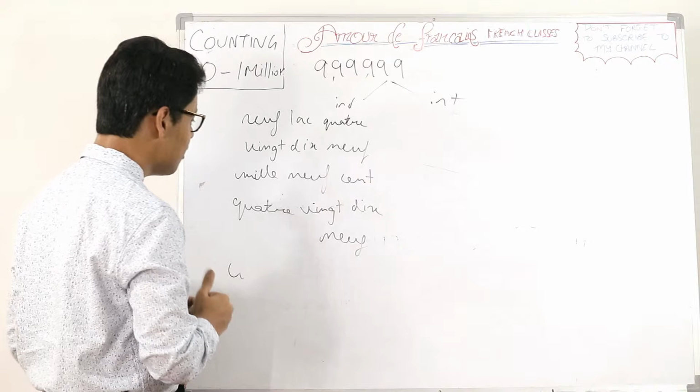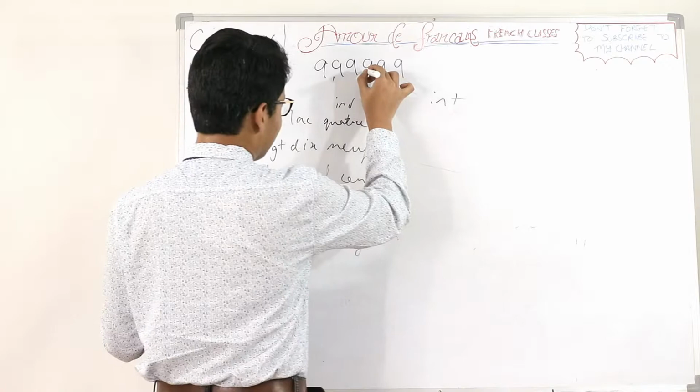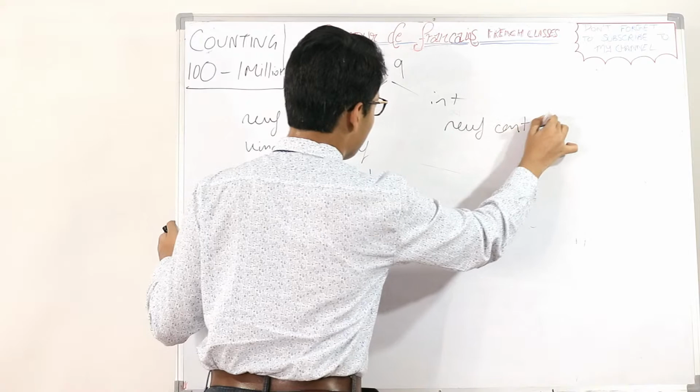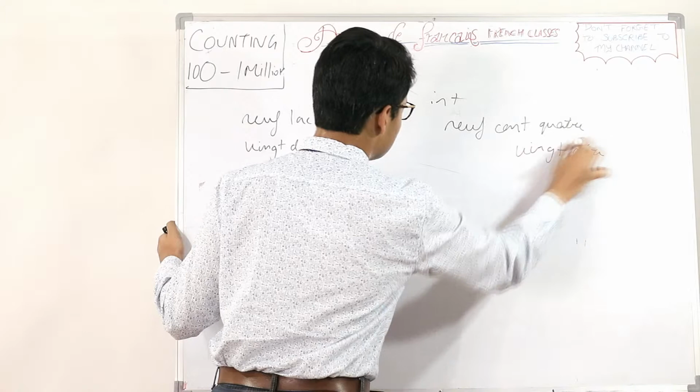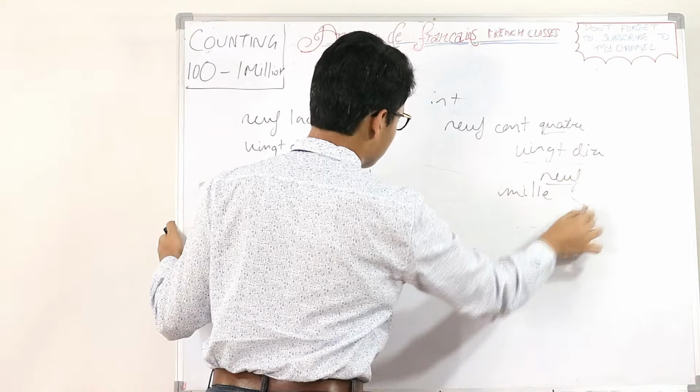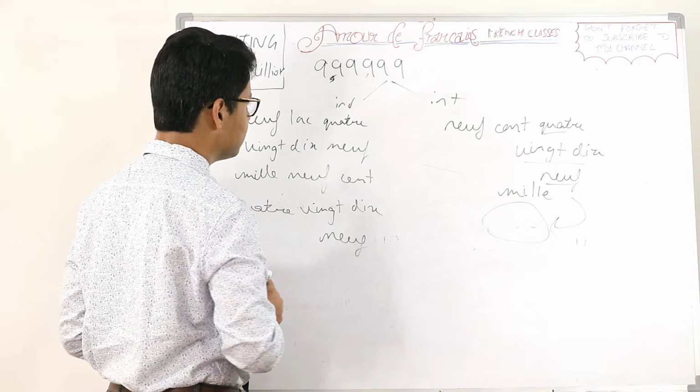And if following the international one, then remove this comma, it will be neuf cent quatre-vingt-dix-neuf mille, and then quatre-vingt-dix-neuf repeated again.